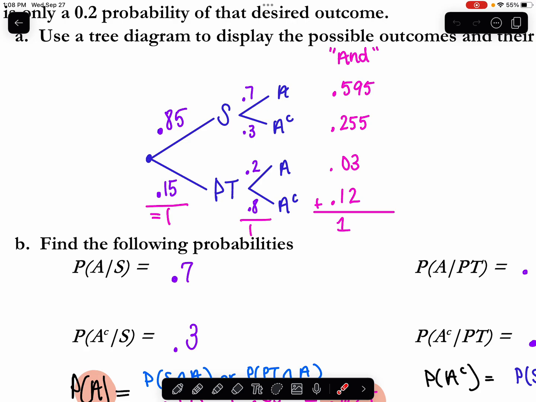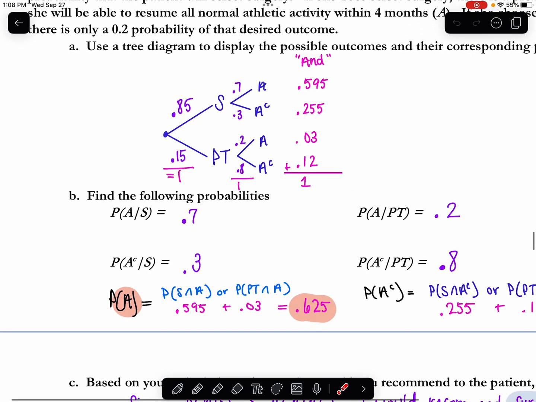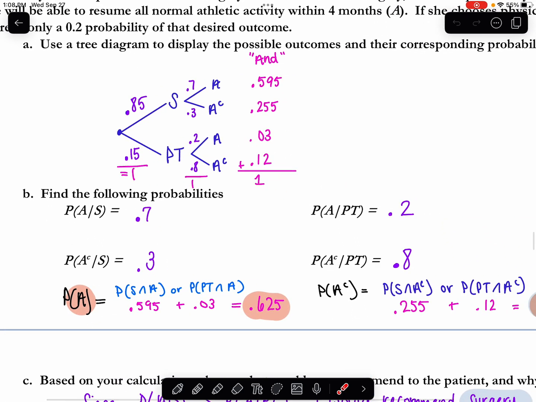Once we've organized our data and got all of the probabilities, we can answer a lot of questions. One of the main questions we're looking at is this conditional: find the probability that we can resume athletic activity given that we had surgery. The condition tells us which path, which branch, to follow. So given that we had surgery, what's the probability that we can resume normal activity? 0.7. The next one, what's the probability that we can't resume normal activity given we had surgery?